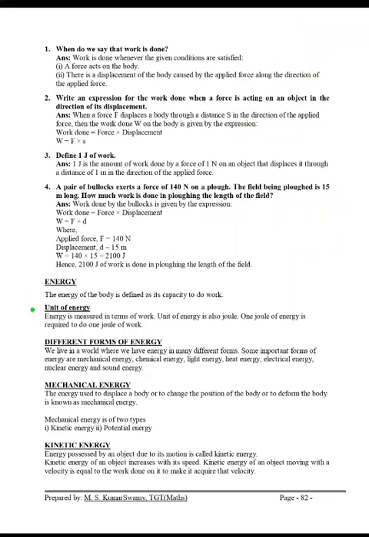So next is the unit of energy. Energy is measured in terms of work, and the unit of work is joule. So the unit of energy is also joule. 1 joule of energy is required to do 1 joule of work. Then there are different forms of energy. We live in a world where we have energy in many different forms. Some important forms of energy are mechanical energy, chemical energy, light energy, heat energy, electrical energy, nuclear energy, and sound energy.